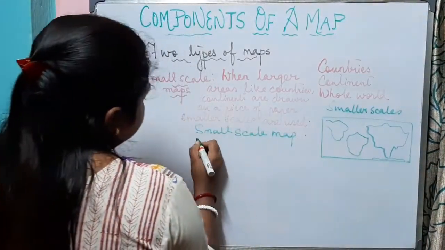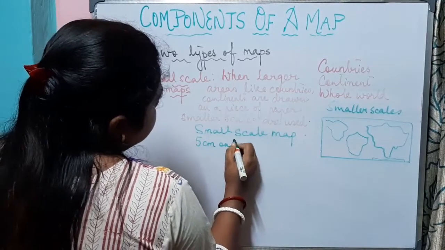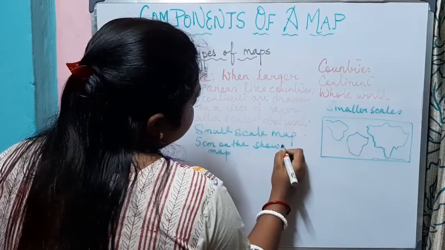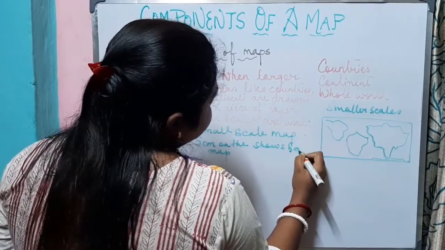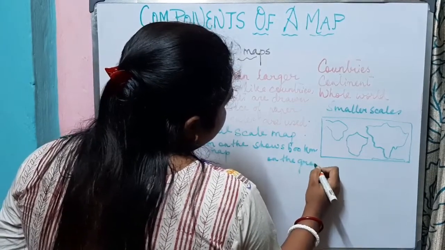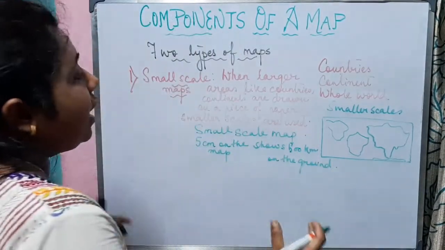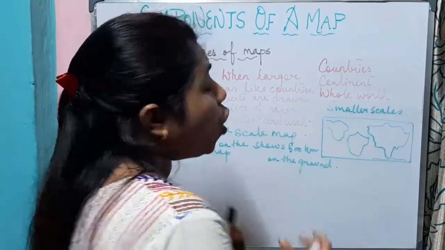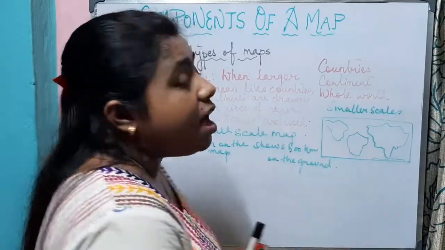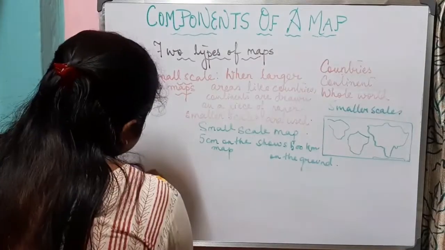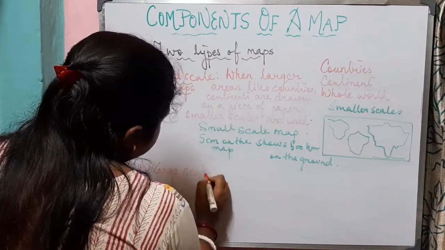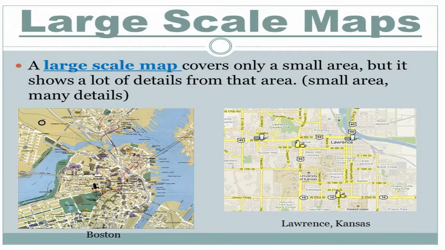For example, 5 centimeter on the map shows 500 kilometer on the ground. So to show a larger area, we use small scales to represent the larger areas, and we call them a small scale map. The other type of map based on scale is the large scale map.